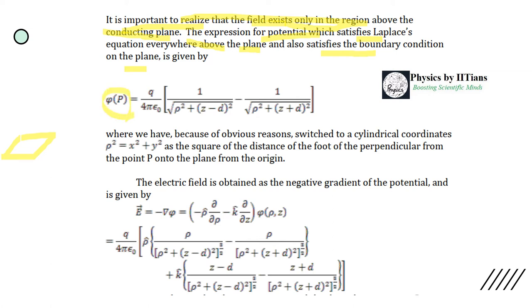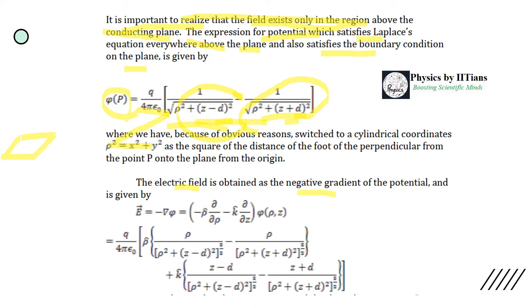Suppose we are trying to find the potential phi of p. It should be the combination of the real charge and the imaginary charge. If we write rho square as x square plus y square, we can write phi at p equals Q by 4 pi epsilon naught times 1 by root over rho square plus (z minus d) whole square, this is for plus Q or the real charge, minus 1 by root over rho square plus (z plus d) whole square, this is due to the imaginary charge. As Q prime is minus Q, we have the minus sign. Now what will be the electric field due to this charge configuration?